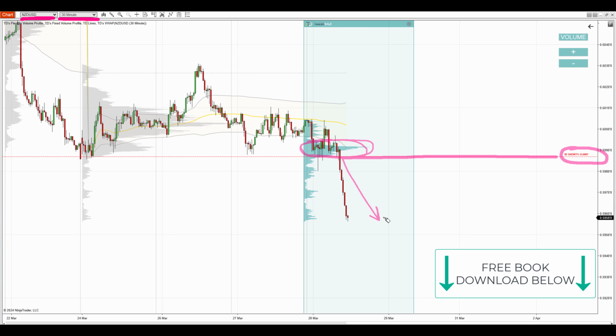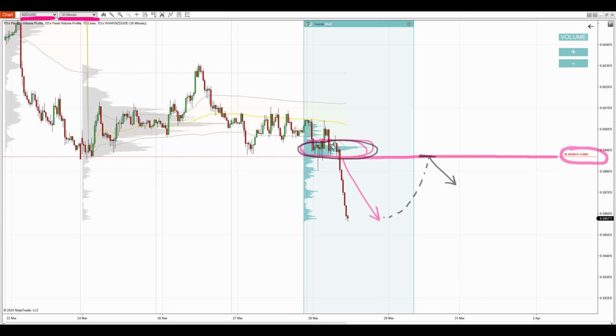So if there's a pullback to that zone in the future, then chances are that there'll be a reaction to that zone, as sellers from here will want to defend this place, which is clearly important for them. Alright, so that's the volume profile setup, which tells me to go short from here. Also, there's price action setup.